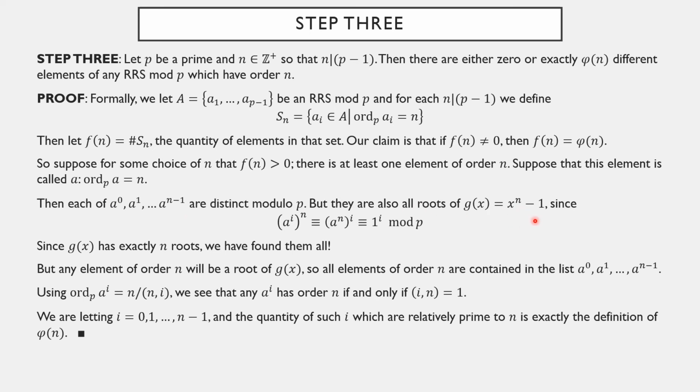Anything of order n would also be a root of this, so anything that is of order n belongs to this list and is therefore a power of a. Powers of a can have their order computed according to this formula. So which powers of a have order n? Exactly those where the power is relatively prime to n. The powers were allowed to go from 0 to n minus 1. How many of those are relatively prime to n? Exactly phi of n. Therefore, if there was a single element of order n, there are exactly phi of n of them. Either there are no elements of order n or exactly phi of n.